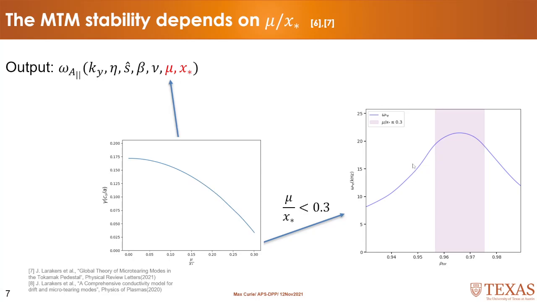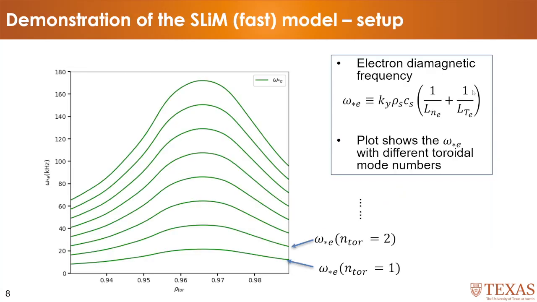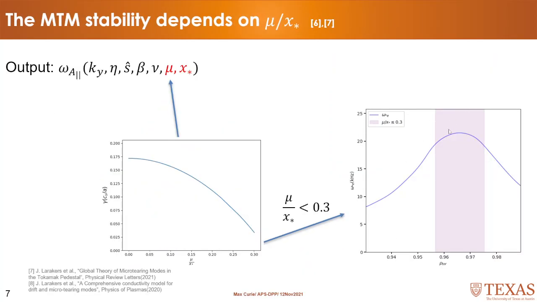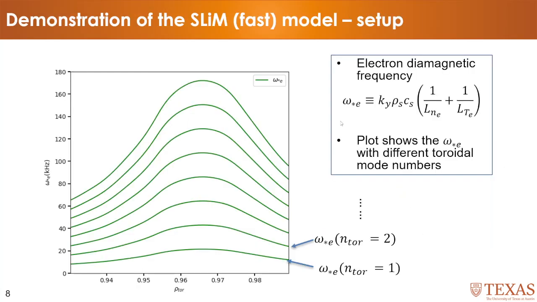Just to make it more intuitive, mu over X star less than 0.3 is about the top 8% of omega star E, marked as a purple shaded area, as you can see here on the right hand side plot. With the idea that a top few alignment of the rational surface will give us unstable microtearing mode. If it's further away, it will become stable. We can have a faster way of determining whether the microtearing mode is stable or not.